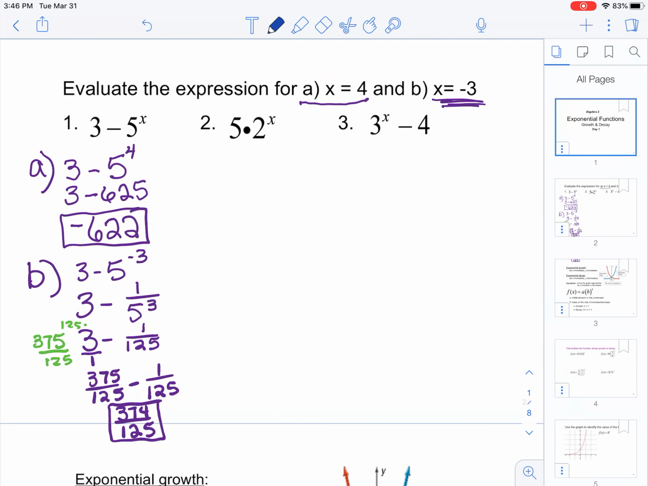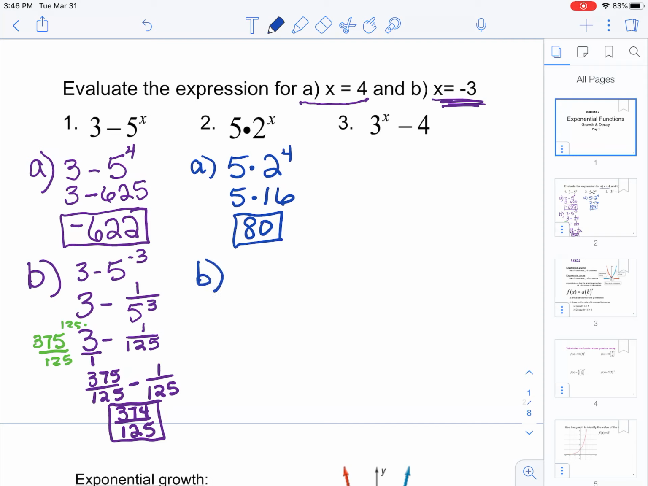For the next one, we're going to put in A, x equaling 4. So 5 times 2 to the 4th. Here's one mistake that a lot of students make: they multiply the 5 times the 2 and then take it to the 4th power, but you can't do that. You have to remember the order of operations, so I have to use my exponent first. 2 to the 4th power is 16. 5 times 16 gives me 80. So my answer for A is 80.